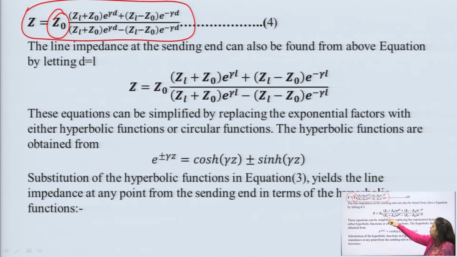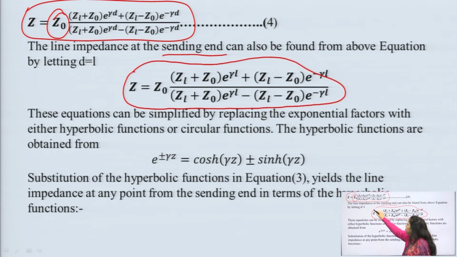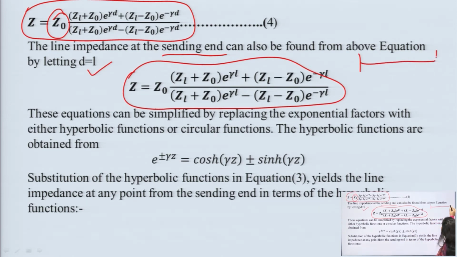So, the line impedance at the sending end can be found from the above equation. In the last expression we showed that if we have the line impedance in terms of input impedance and characteristic impedance, we can find the impedance at the receiving end. Now, if we have the impedance equation in terms of the load impedance and the characteristic impedance from the receiving end side, we can find the line impedance at the sending end also. For that we have to let D equal to L, because the complete length of the transmission line is L.